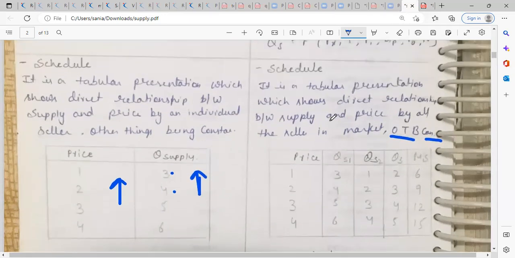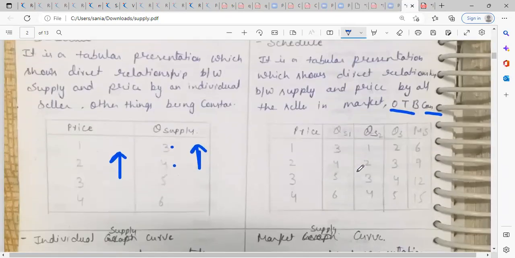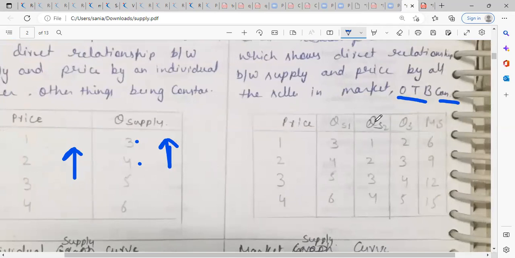Over here, what I told you, it is by all the sellers in the market. So let's just assume QS1 is seller 1, seller 2, seller 3, and MS is basically market supply. So when you add 3 plus 1 plus 2, you get 6. 4 plus 2 plus 3, you get 9. 5 plus 3 plus 4, you get 12. 6 plus 4 plus 5, you get 15. So you will check the relationship between price and market supply. You can see price is increasing, right? And along with this, market supply is also increasing, right?